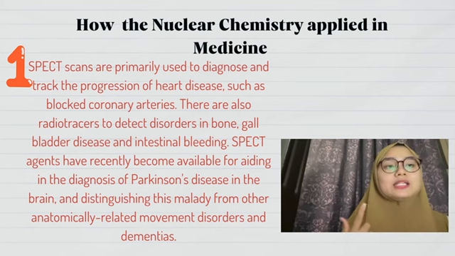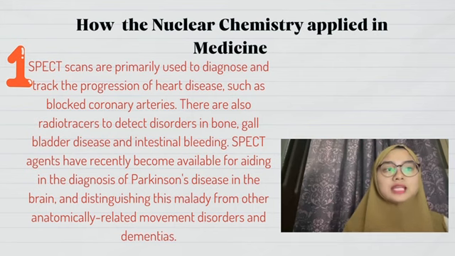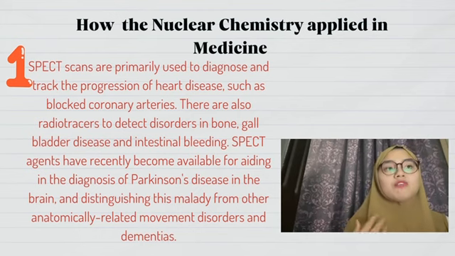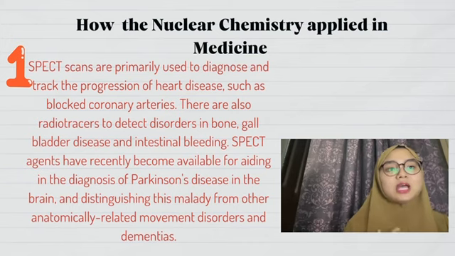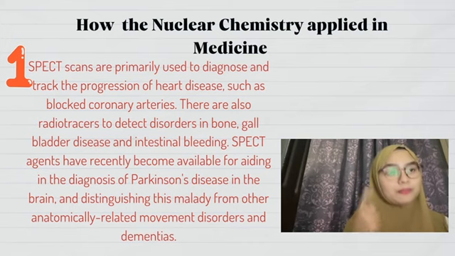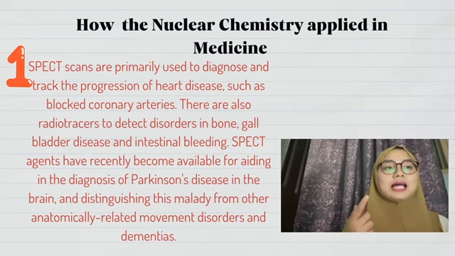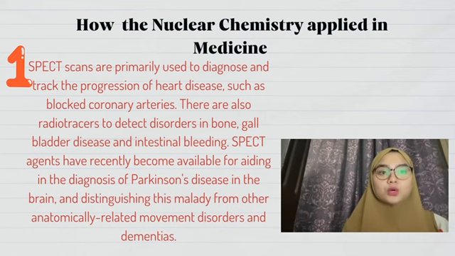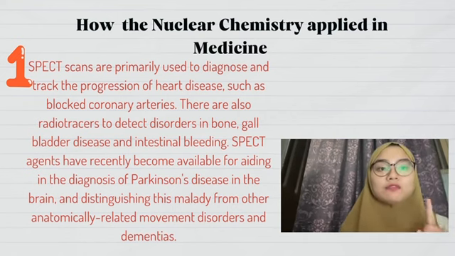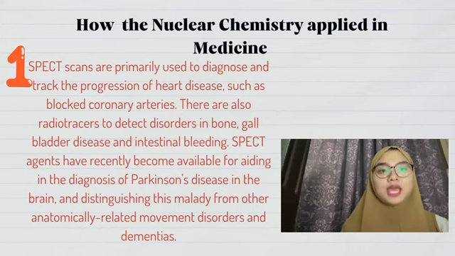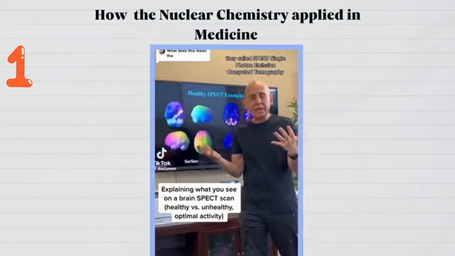They also use radiotracers to detect disorders in bone, gallbladder disease, and internal bleeding. SPECT agents have recently become available for aiding in the diagnosis of Parkinson's disease in the brain, and distinguishing this malady from other related movement disorders and dementias. After this, I will add one video about SPECT scan for more information.